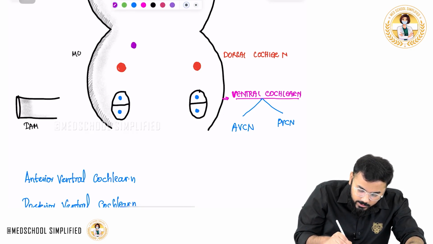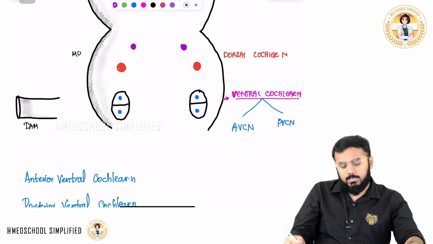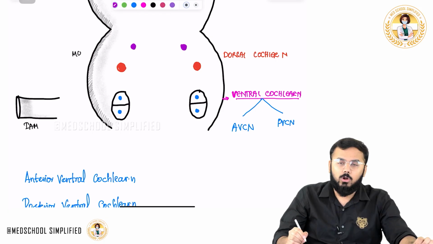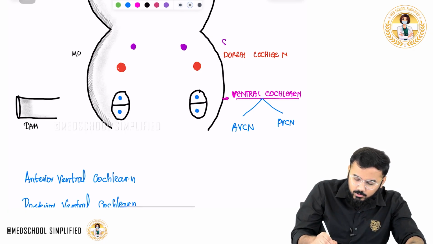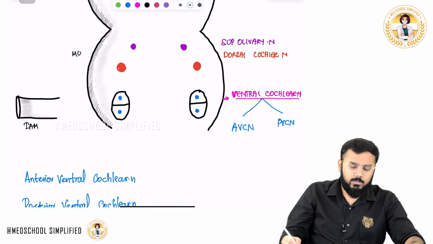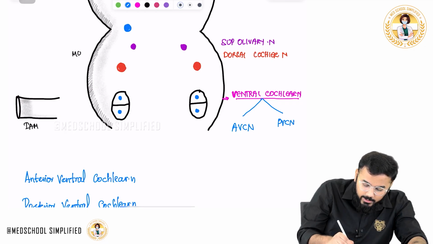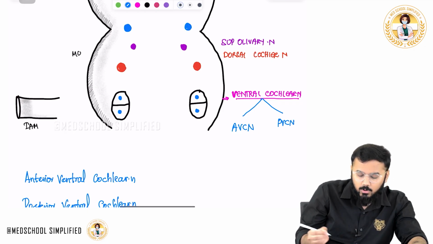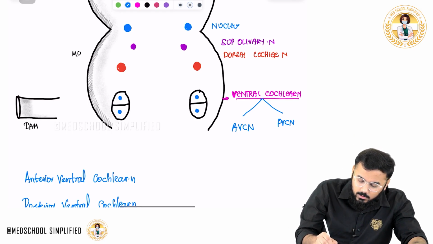You see another nucleus. Superiorly and medially, here you have one more nucleus. This nucleus that is located superiorly and medially to the dorsal cochlear nucleus is called the superior olivary nucleus. And just above this superior olivary nucleus, exactly in the pontomedullary junction, you have one more nucleus. This is called the nucleus of lateral lemniscus.